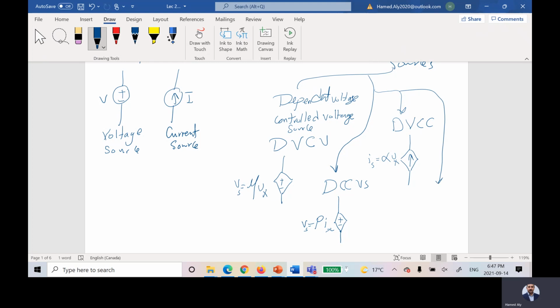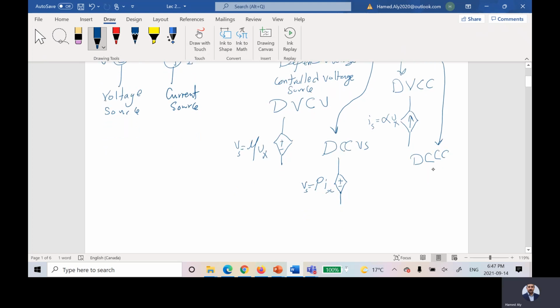And the last one is dependent current controlled current source. And this guy is represented by something like that. It is a current source, but it is dependent. Its value IS is equal to a constant beta multiplied by the current for a specific branch. We are not understanding what you are talking about. Let me give you a very simple example to clarify what I'm talking about.